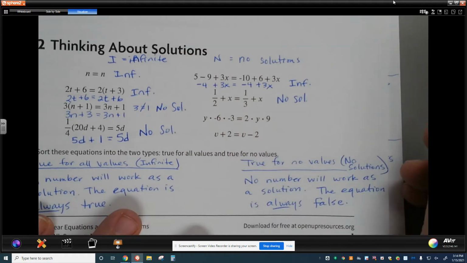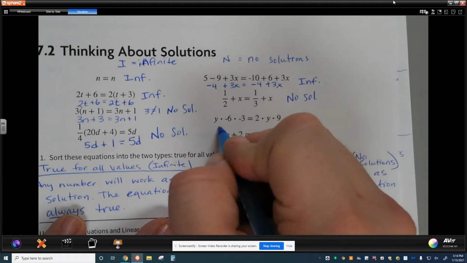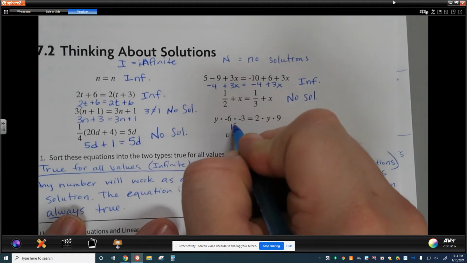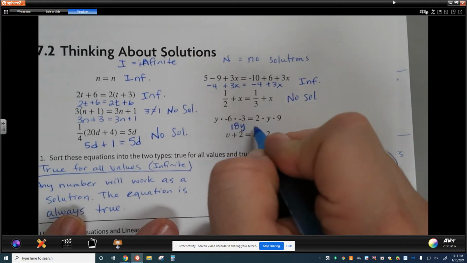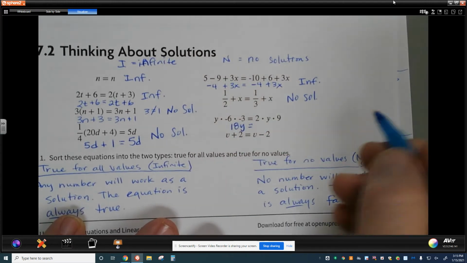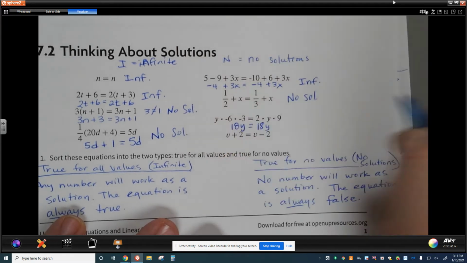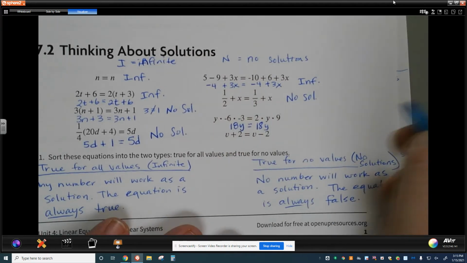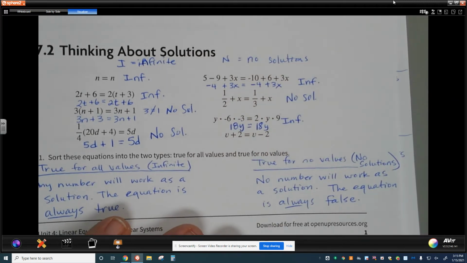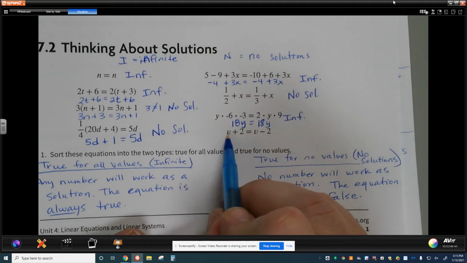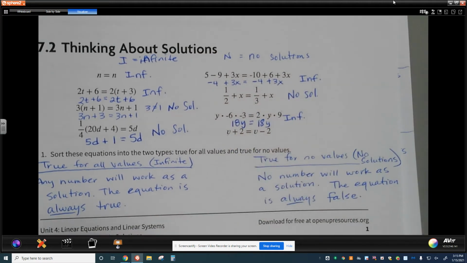This next one here, we have a little bit of simplifying we can do. -6 times -3 is positive 18 times y. We traditionally write the coefficient first, followed by the variable. And then over here we have 2 times 9 is 18 times y. We see the exact same expressions, meaning that no matter what I plug in for y, I will get infinitely many solutions. The last one, a value times our value plus 2 and a value minus 2.